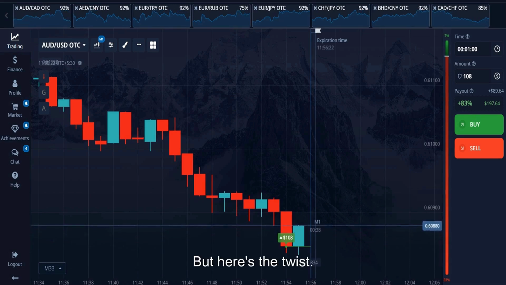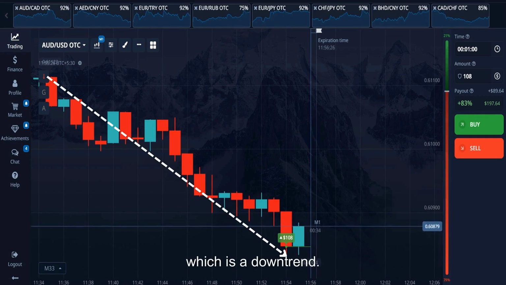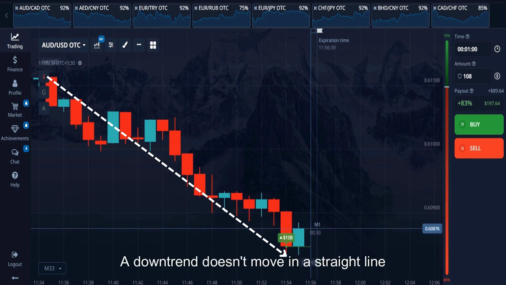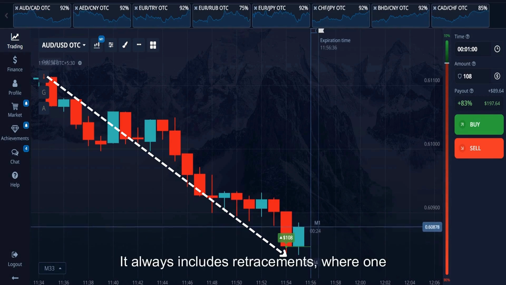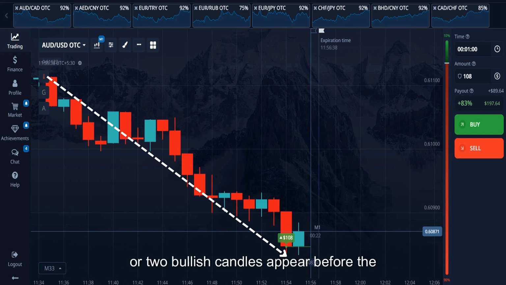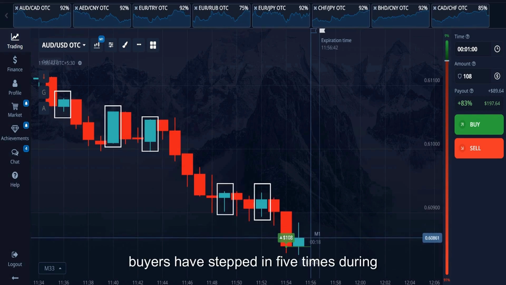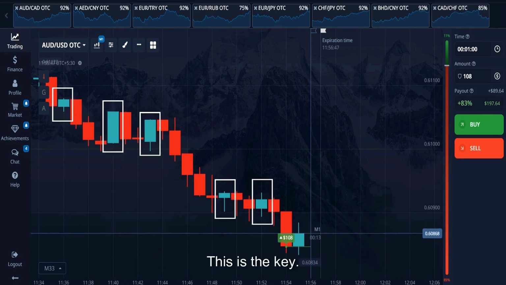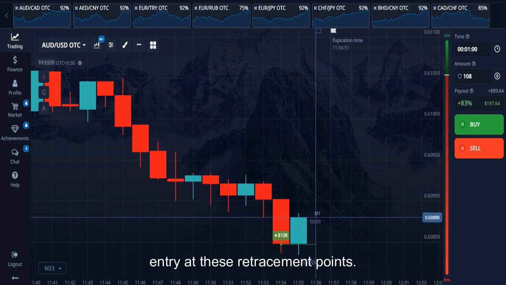But here's the twist. This trade is against the current trend, which is a downtrend. So why did I take it? Let me break it down. A downtrend doesn't move in a straight line with continuous bearish candles. It always includes retracements, where 1 or 2 bullish candles appear before the trend resumes. If you look closely at the chart, buyers have stepped in 5 times during this downtrend. This is the key. You don't fight the trend, you time your entry at these retracement points.